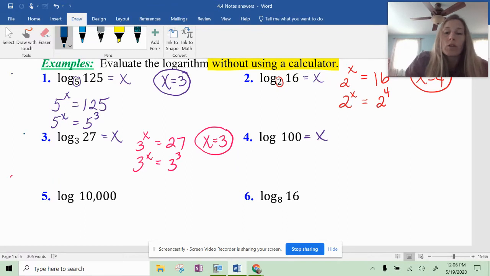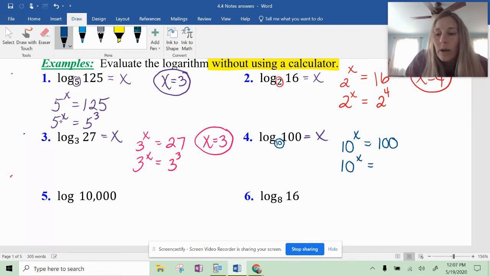Okay, so now let's take a look at number 4. Now again, there's no base here, which means it's really a 10. So 10 to the x power equals 100. Obviously, to make that 100 really be a base of 10, it's 10 squared, which means x equals 2.